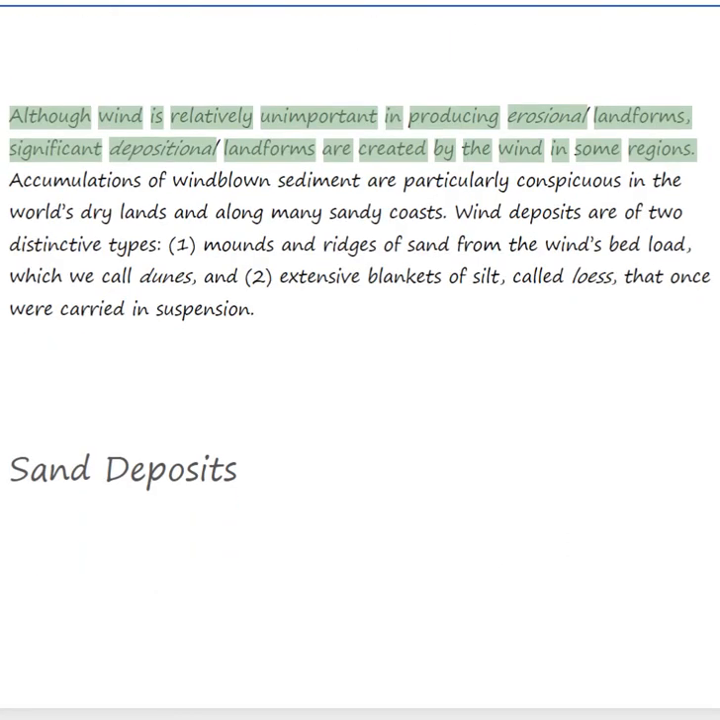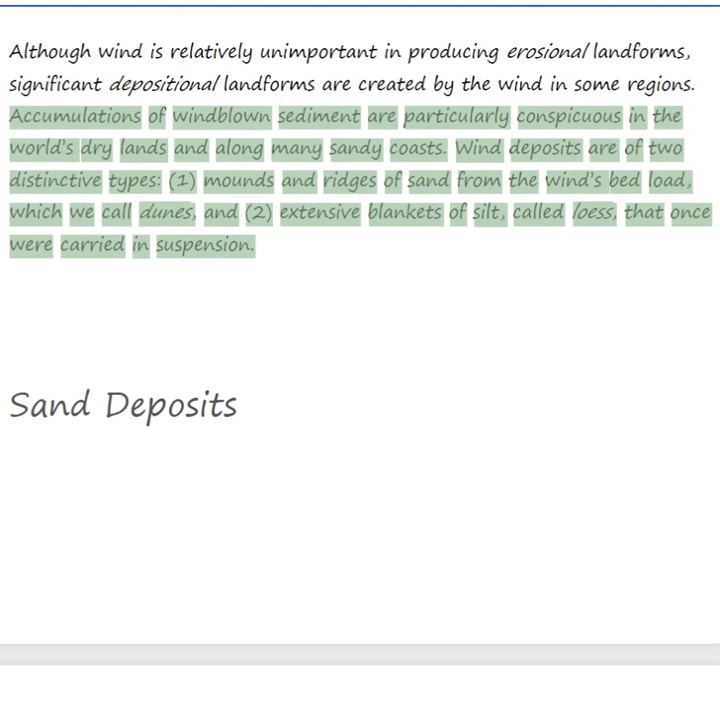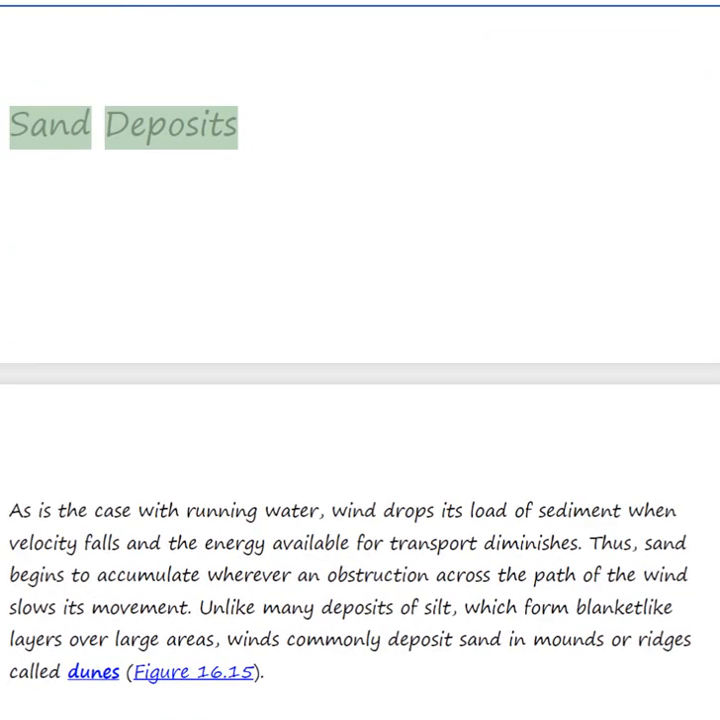Although wind is relatively unimportant in producing erosional landforms, significant depositional landforms are created by the wind in some regions. Accumulations of wind-blown sediment are particularly conspicuous in the world's dry lands and along many sandy coasts. Wind deposits are of 2 distinctive types: mounds and ridges of sand from the wind's bed load, which we call dunes, and extensive blankets of silt, called loess, that once were carried in suspension. Sand deposits.